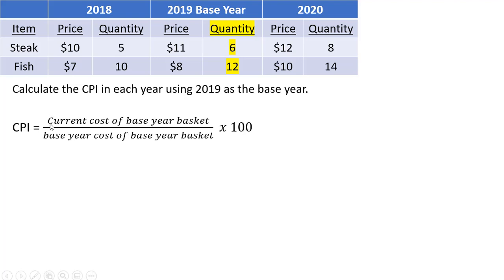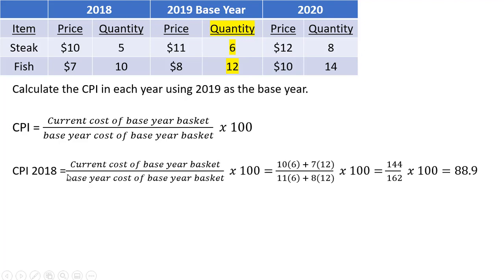The Consumer Price Index in any given year is going to be the current cost of the base year basket divided by the base year cost of the base year basket. So the base year is 2019, so the base year basket consists of 6 units of steak and 12 units of fish. These are the only quantities that we'll be using throughout this entire example, the ones that I have highlighted in yellow. So the base year basket: 6 units of steak and 12 units of fish.